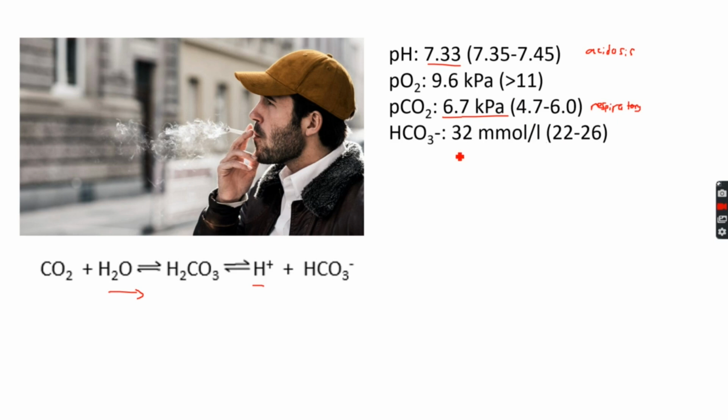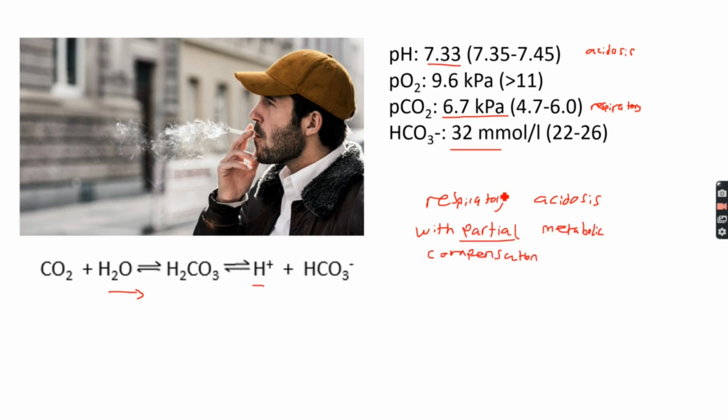Note that the bicarbonate has increased, and this is an attempt to compensate, to accept these protons and compensate for the acidosis. So we say the patient is in respiratory acidosis with partial metabolic compensation. We say partial compensation because although the bicarbonate has increased to mop up the protons, the pH is still acidotic, so it hasn't fully compensated.